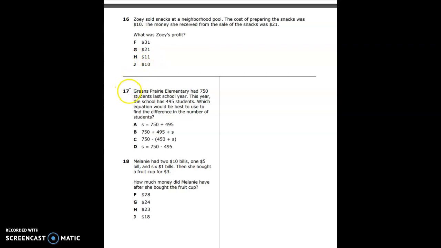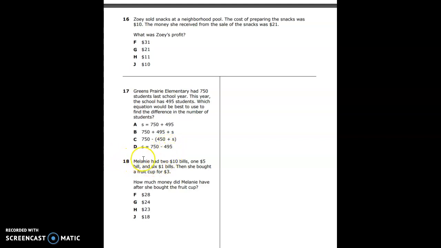Number 17. Greens Prairie Elementary had 750 students last year. This year, the school has 495 students. Which equation would be best to use to find the difference in the number of students? Is it A, S equals 750 plus 495? Is it B, 750 plus 495 plus S? Is it C, 750 minus 450 plus S? Or is it D, S equals 750 minus 495?